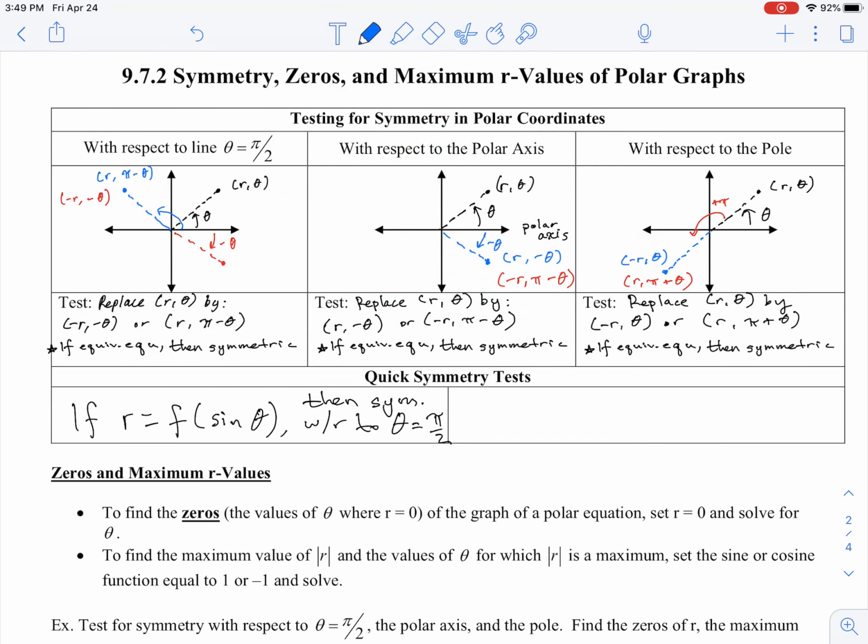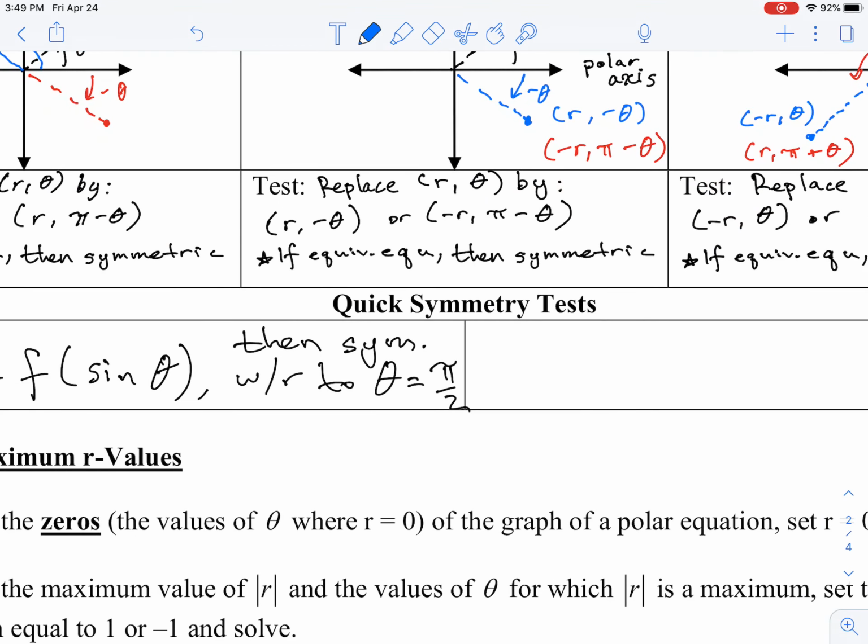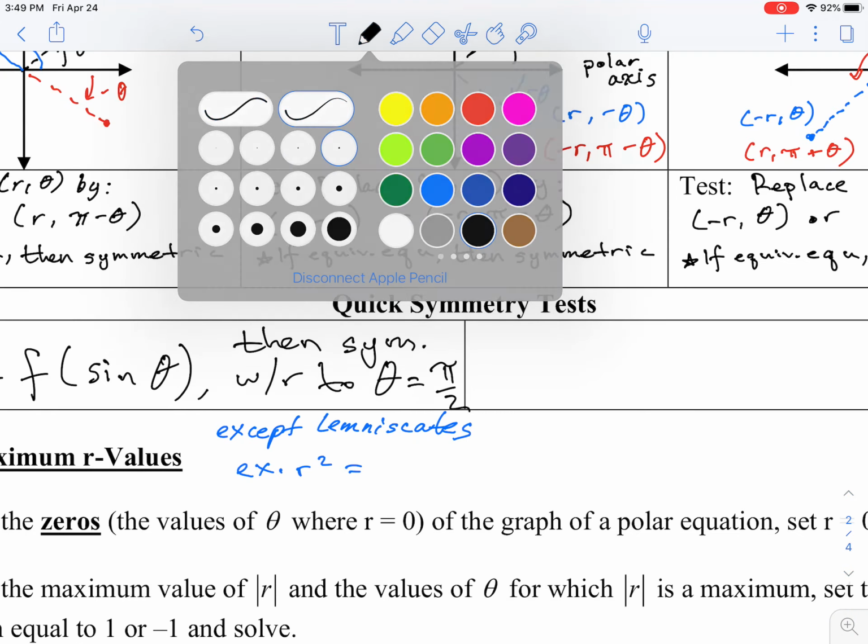There is one exception to that, and I should point this out so that I don't get questions about it later. The one exception is lemniscates, only because lemniscates deal with polar equations that have r being squared, and that gives you a couple of different options. So the simple quick symmetry test of r being a function of sine theta giving us symmetry over pi over 2 doesn't necessarily apply with lemniscates.